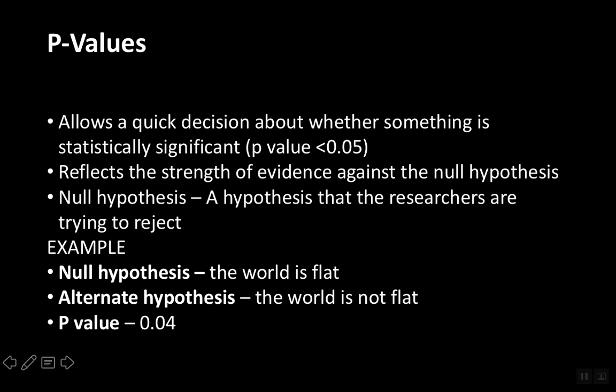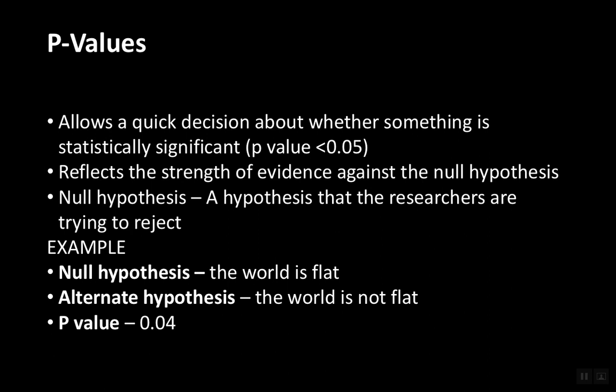Next, we have p-values. Now, p-values allow us to make quick decisions about whether something is statistically significant. And I will talk about exactly what it means when something is statistically significant later on. But p-values are usually less than 0.05. And I will go into a little bit as to what that number means as we go on. But usually it has to be less than that. It's basically saying that there's a less than 5% chance that my conclusion is incorrect, and it reflects the strength of evidence against the null hypothesis.